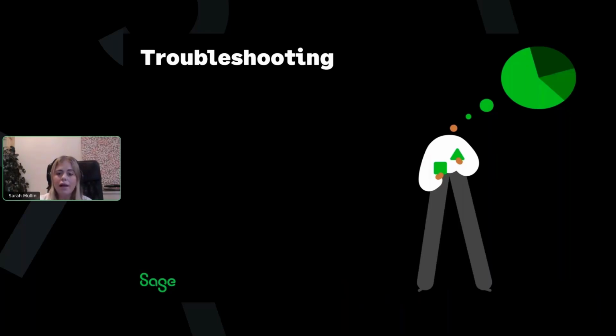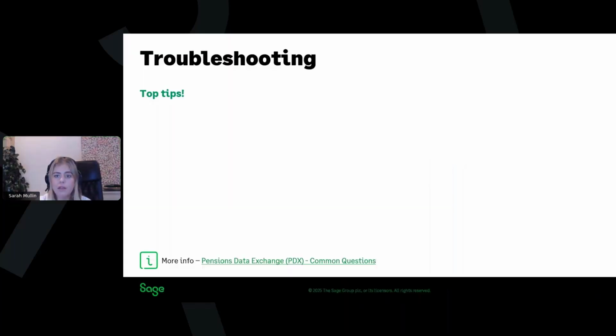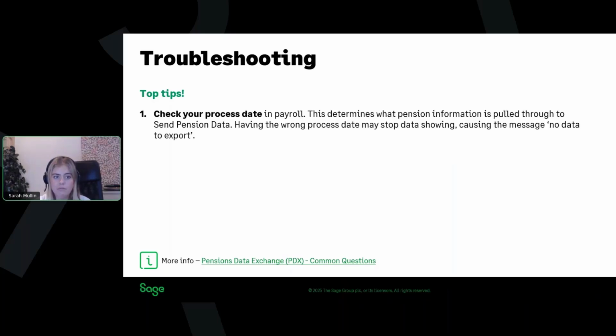So I do want to run through some handy troubleshooting tips as well, if you do run into any issues when setting up or sending your pension data. So just 4 top tips here. Top tip number 1 is check your processing date in payroll. So you just want to make sure it matches the pay date that you're submitting to your provider. If it's a wrong date, you might come across an error message saying no data to export. So if you do come across that error, definitely a good starting point is just to double check your processing date.